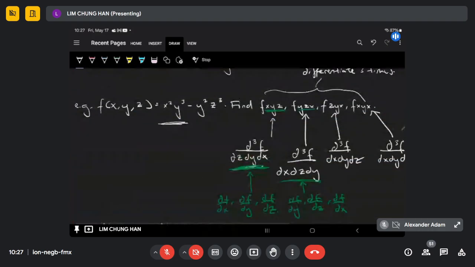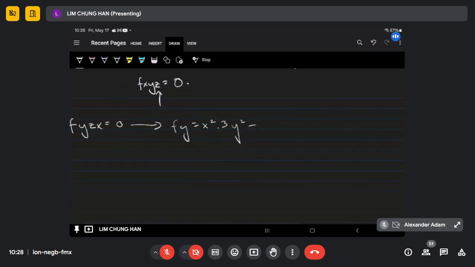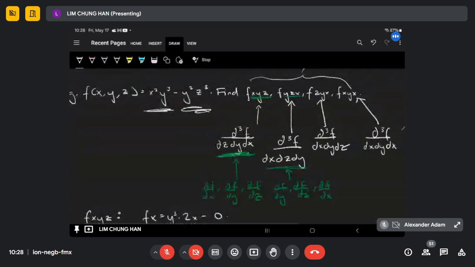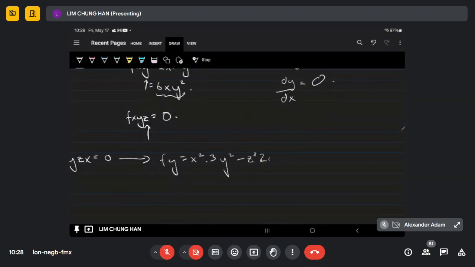Minus. The next term is y squared z cube. We are still differentiating against y, so z cube is a constant. We're just going to write it down. Then y squared differentiated, what do you get? 2y, correct. So your answer is 3x squared y squared minus 2y z cubed. This is the first answer.